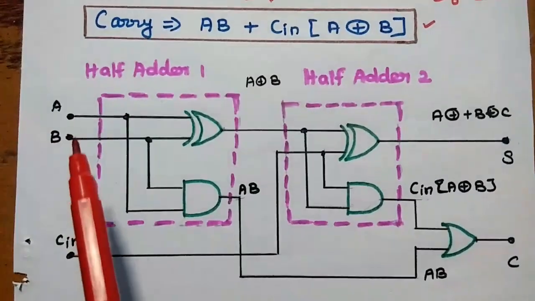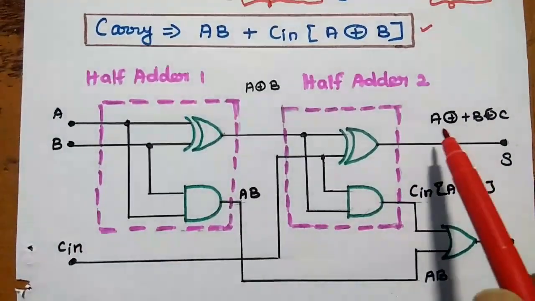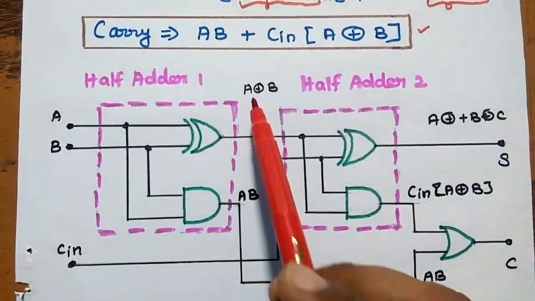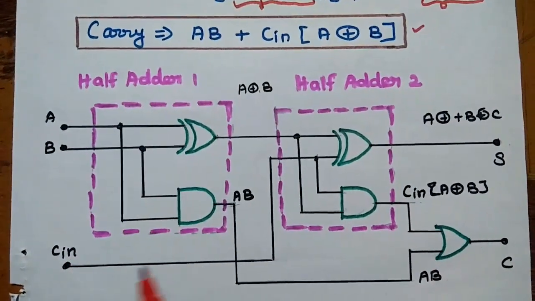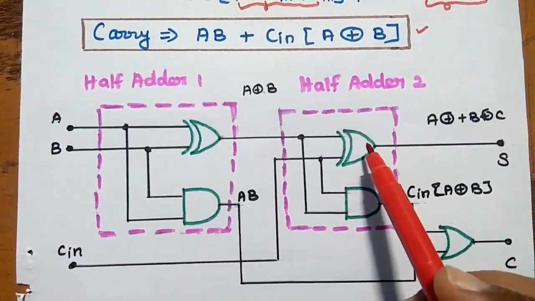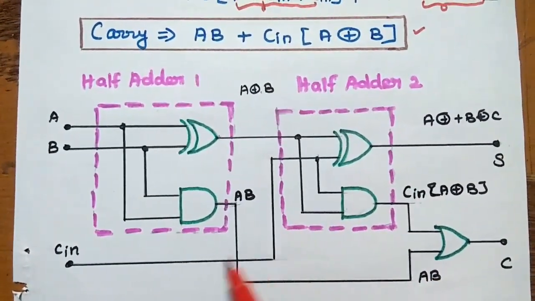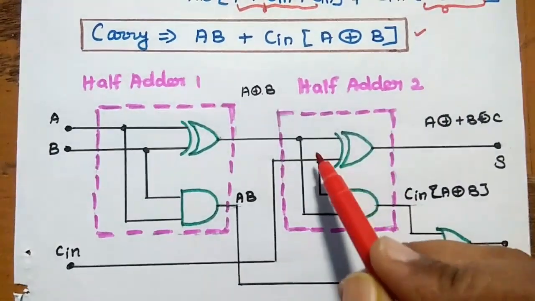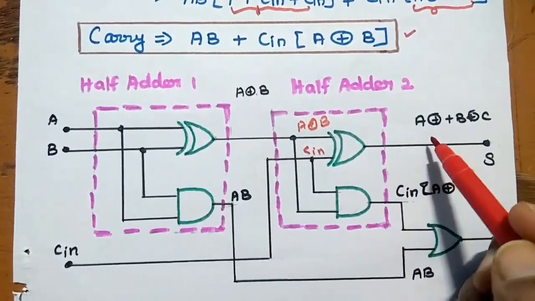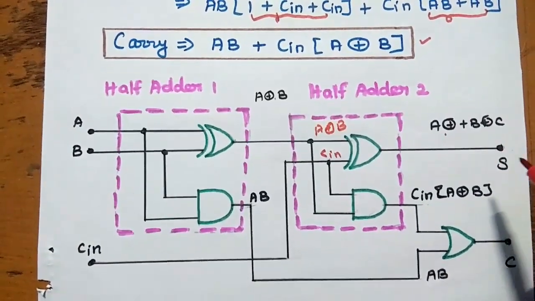So here you can see A, B, C. What is the sum? The sum is nothing but A XOR B XOR C. A and B are given to one XOR gate. The output is A XOR B, and Cin is given as input to the second XOR gate. For this second XOR gate, one input is from the first XOR gate, that is A XOR B, and the second value is directly Cin. So finally we obtain A XOR B XOR C. That is the value of sum.